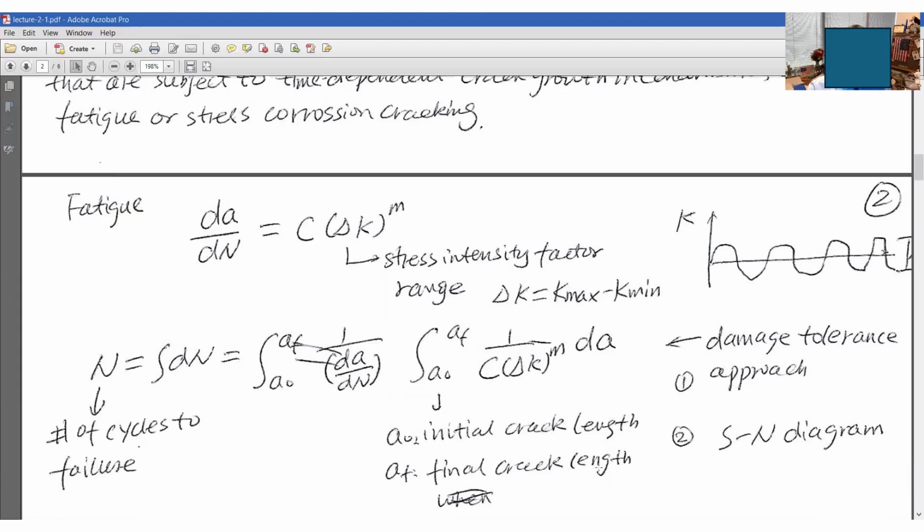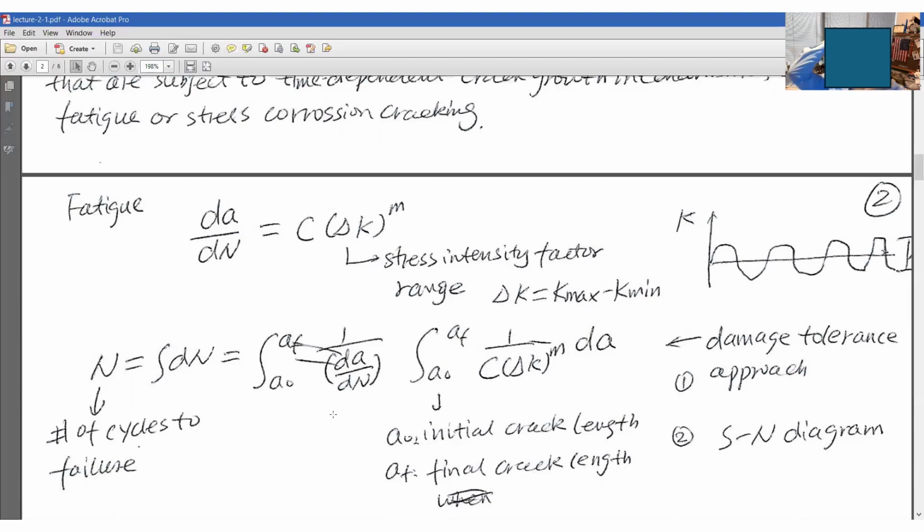So we have the integration from A0 to AF of 1 over C delta K to the power m, which is the denominator of this integrand here, and this is the dA, okay? A0 is the initial crack length, and AF is the final crack length. So what does that say?